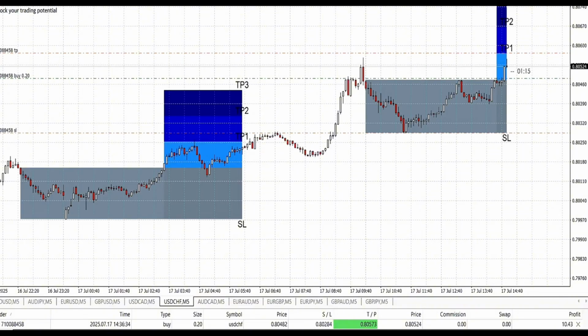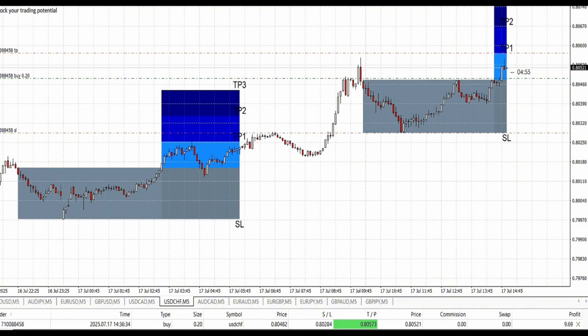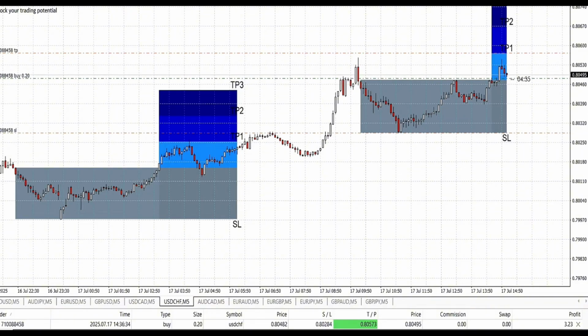Now, let me show you how to use this indicator step by step so you can trade with more confidence and less guesswork. Here's how it works. When you see a buy or sell signal, place your trade immediately. Then set the stop loss and choose one of the 3 take profit levels based on your risk to reward style. Stick to M5 or M15 timeframes. These give faster signals, great for scalping or quick intraday trades.